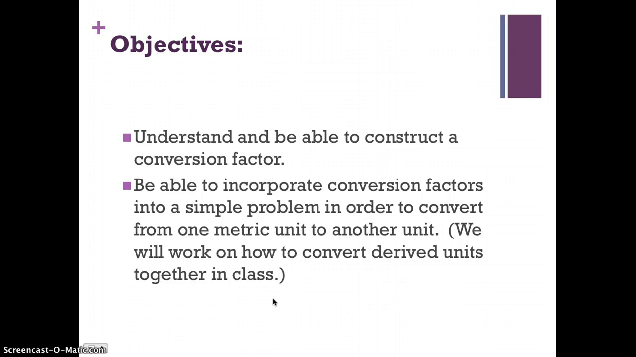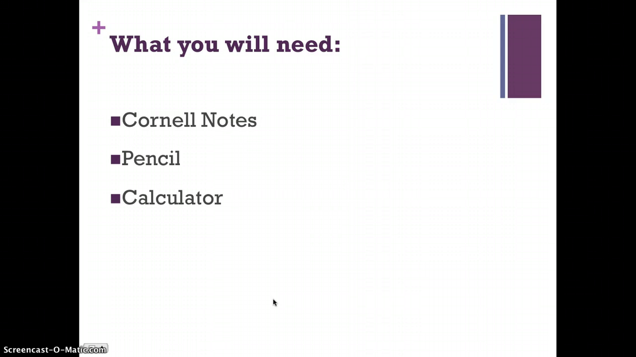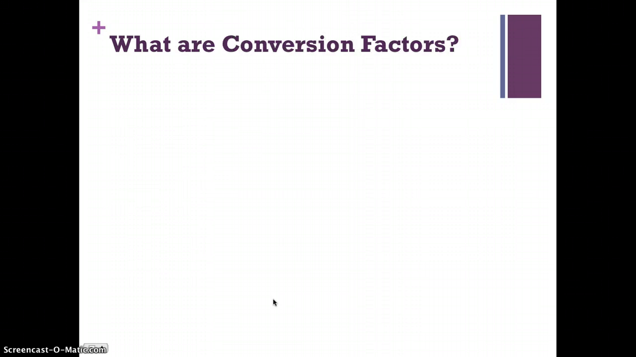A derived unit is just something like miles per hour or grams per cubic centimeter, where you have actually 2 units or more put together. But we're just going to be converting one unit to another unit. So what are you going to need? You're going to need your Cornell notes, a pencil, and your calculator. So go ahead and pause, go get those things, and run back.